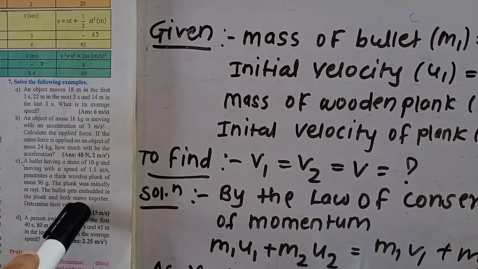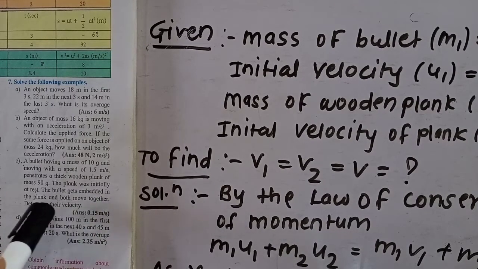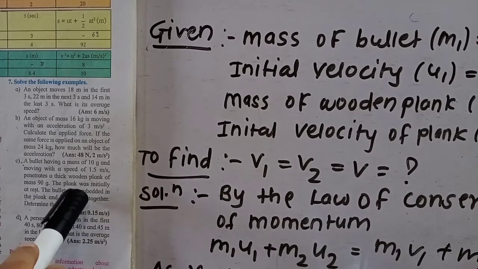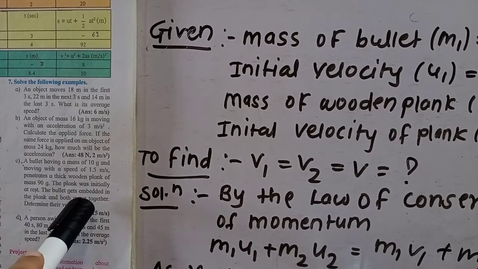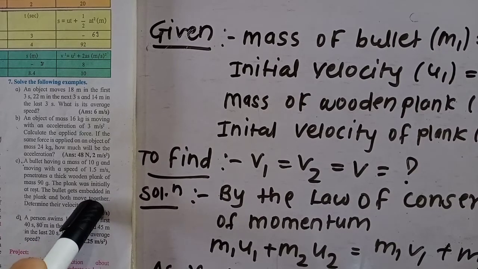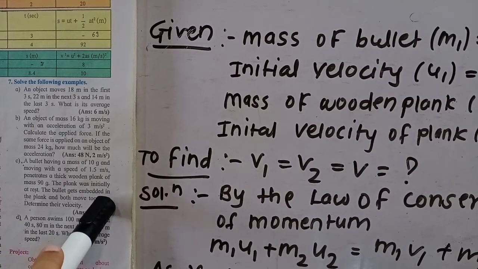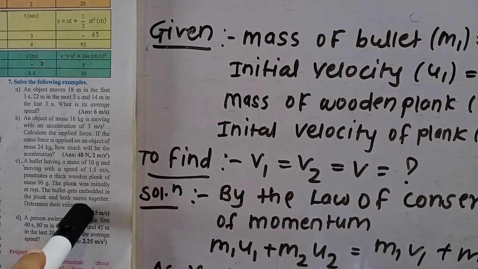So in that case the bullet gets embedded in the plank and both move together. So the final velocity of that wooden plank is, suppose, v2 and v1 is the final velocity of the bullet. Both will be the same, yes or no, because they are going with the same speed after the bullet gets embedded in the plank. Are you getting me, class?